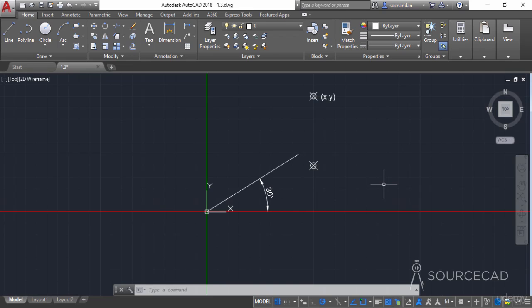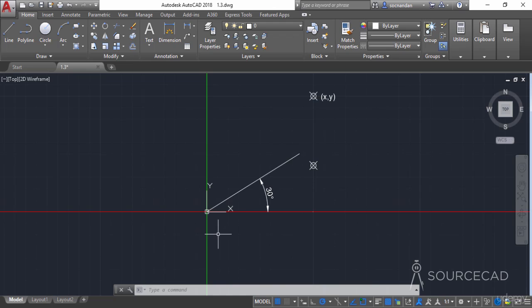AutoCAD uses the very popular Cartesian coordinate system for making the drawings. In the Cartesian coordinate system, we have x, y, and z axes. Here we have the x-axis represented with the red line, the y-axis represented with the green line, and we also have a z-axis which we cannot see because we're in the 2D plane. The z-axis is pointing outwards from the screen right now.